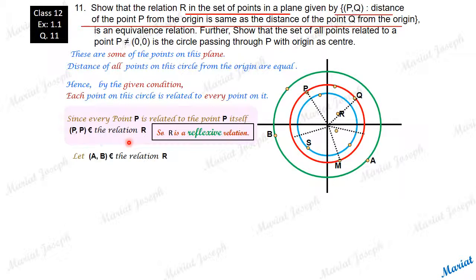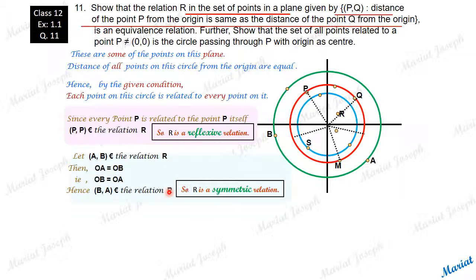Now, for it to be symmetric relation, if there is a pair A, B belonging to this relation, there should be B, A also. Let's see. If A, B belong to the relation, we can say OA equal to OB, where O is the center. If OA equal to OB, why not we say OB equal to OA? Which means B and A have same distance from the origin. That is, pair B, A belong to the relation. So logically we conclude that whenever the pair A, B belong to the relation, pair B, A also belong to the relation. It follows the definition of the symmetry. Hence, the relation is symmetric.